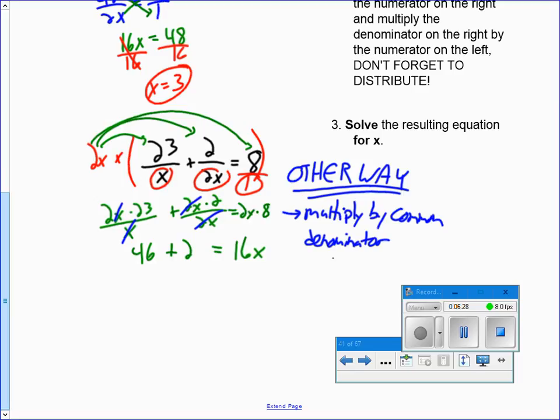And then everything else from here is going to be the same. It's a linear equation. 48 equals 16x. Divide by 16, we have x equals 3. So same answer, just two different ways we can do this problem. One way is we can multiply by the common denominator at the beginning. We'll have no more fractions left, and then solve that way.